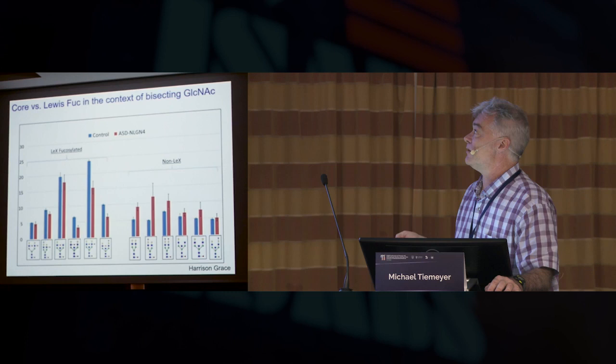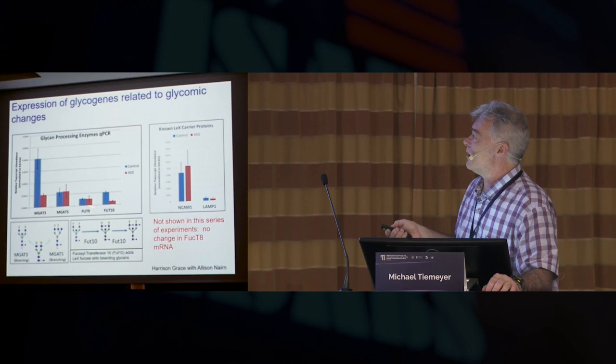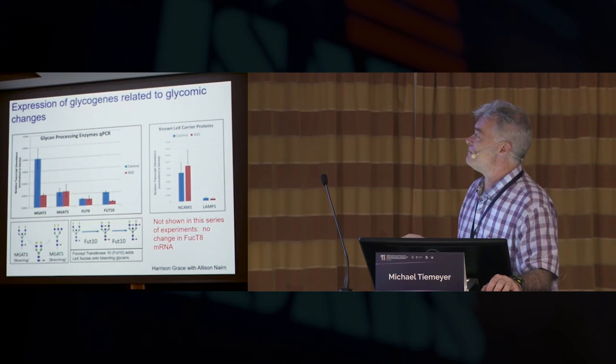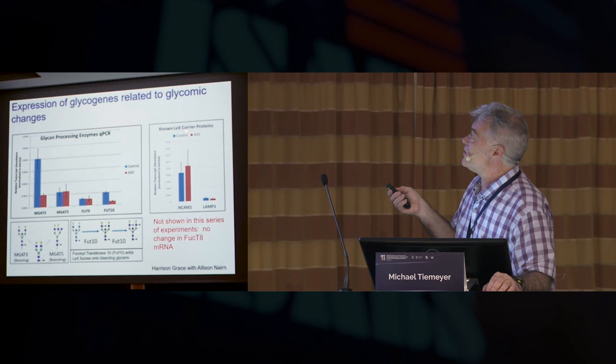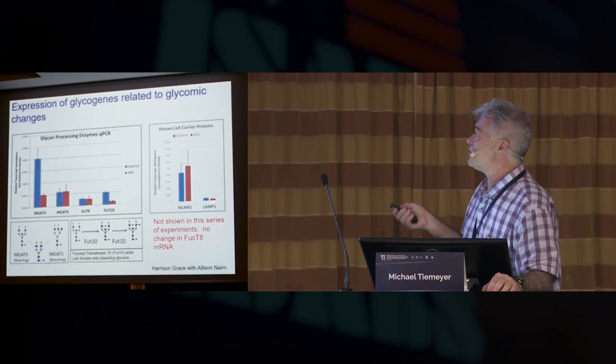And this correlates with some transcriptional changes we saw. So MGAT3 is decreased in the patient, and FUT10 is decreased in the patient as well. So that probably explains the shift in the core bisecting and the Lewis type fucosylation. I'm not showing here, but we did not see any change in FUT8, so the core fucosylation enzyme did not change in its relative abundance. And we were concerned that maybe this was just a decrease in the abundance of Lewis X carrier proteins that have been characterized previously, but at least for two of these that we looked at, NCAM1 and LAMP1, that are known to carry Lewis epitopes, their transcript level was not changed noticeably.